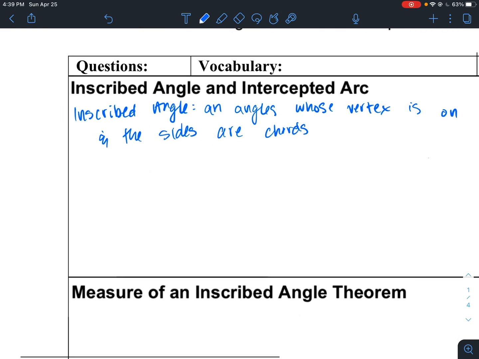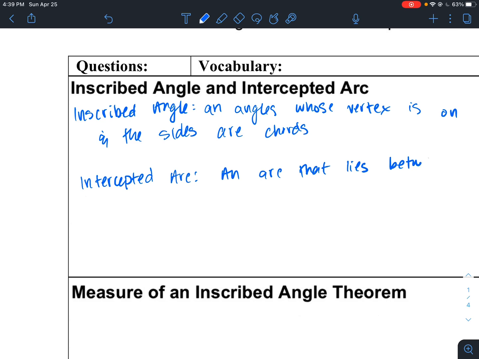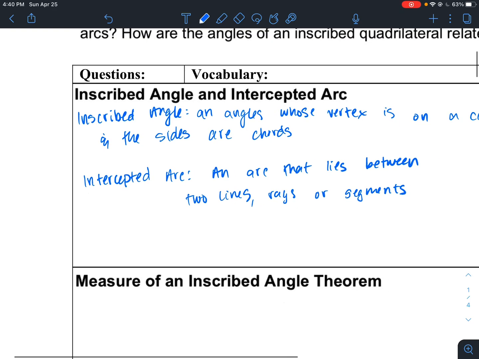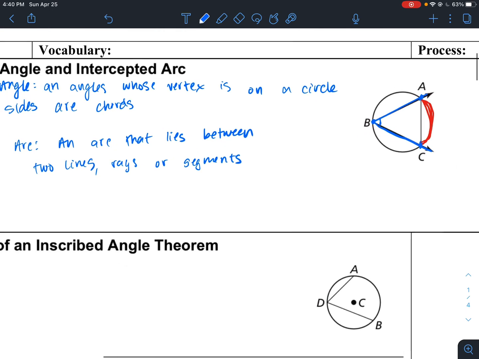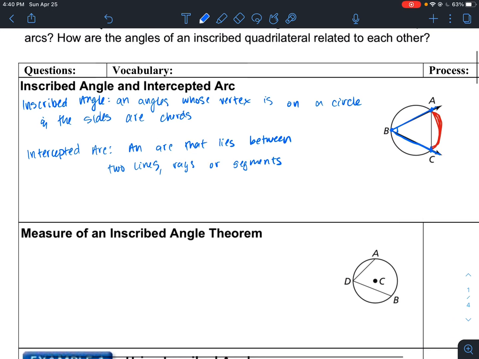So intercepted arc: an arc that lies between two lines, rays, or segments. Okay, so this is the intercepted arc right here, and it's also a minor arc, right?